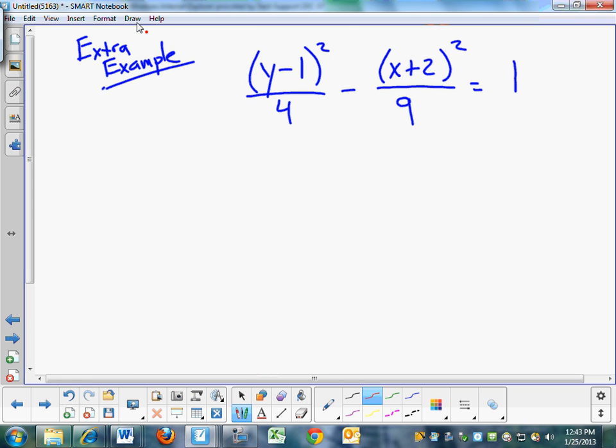So let's do this one. You can put the extra example on your notes, or you can put it on a scratch sheet of paper, or you can put it in your brain for memory, whatever you want to do. Okay?